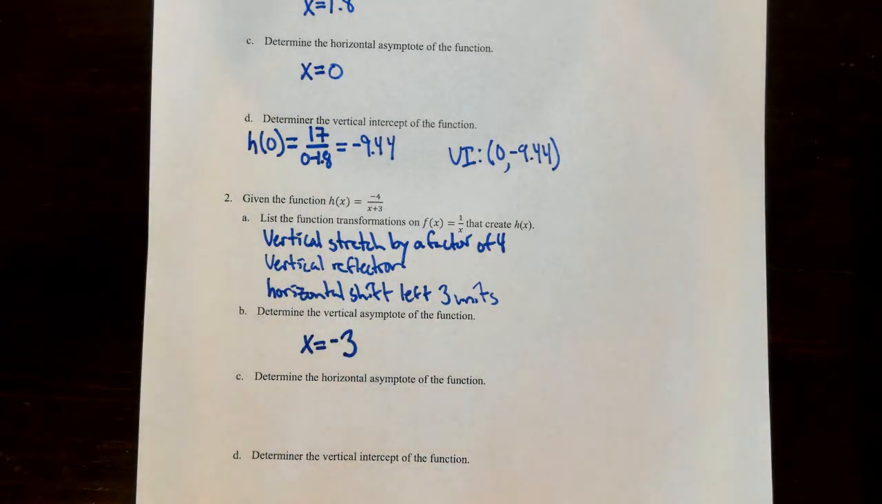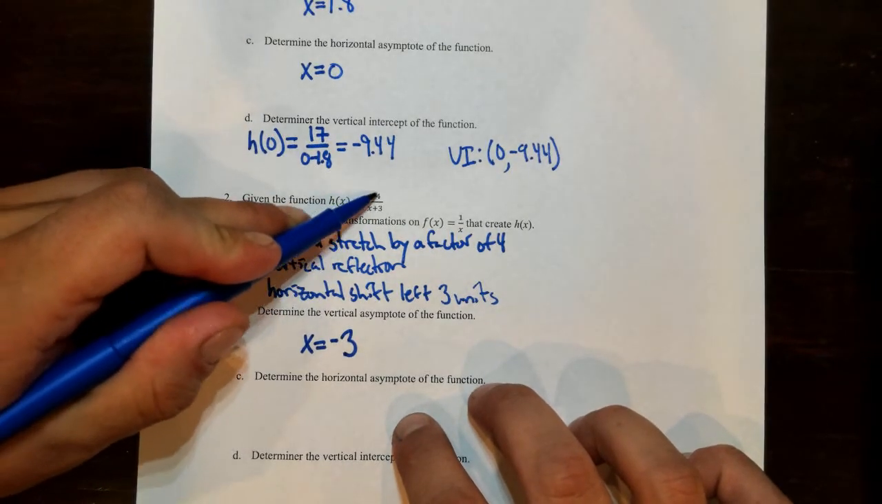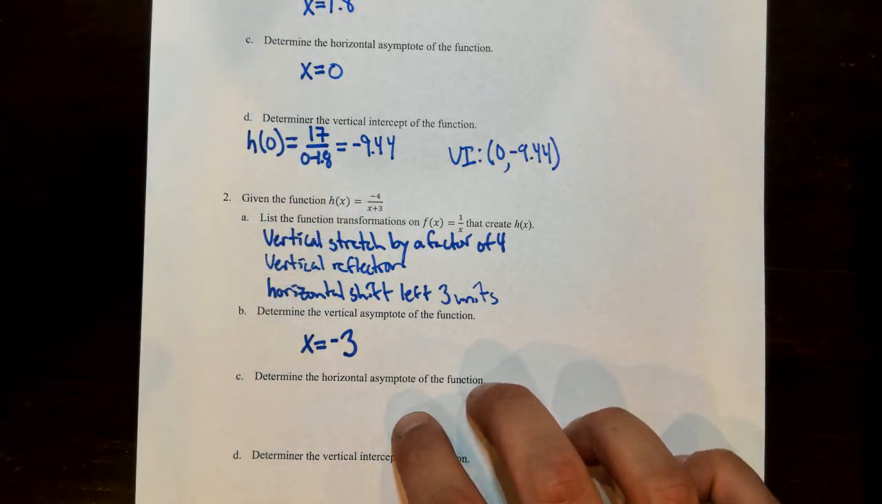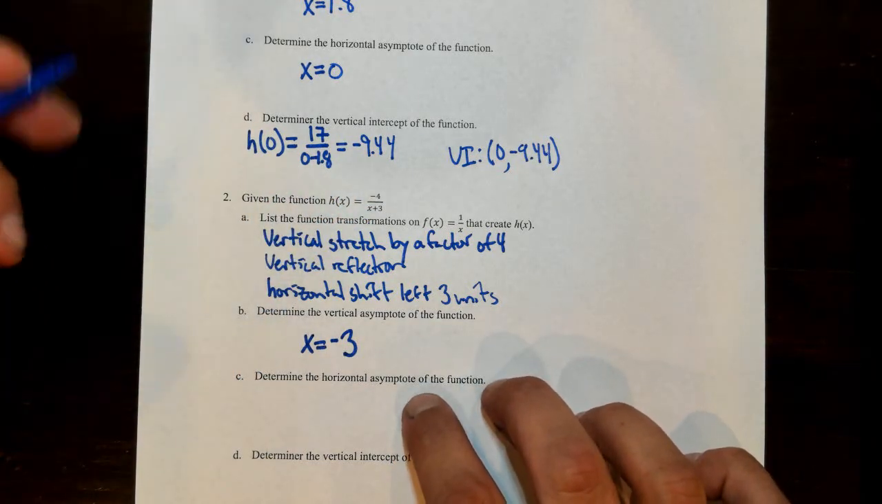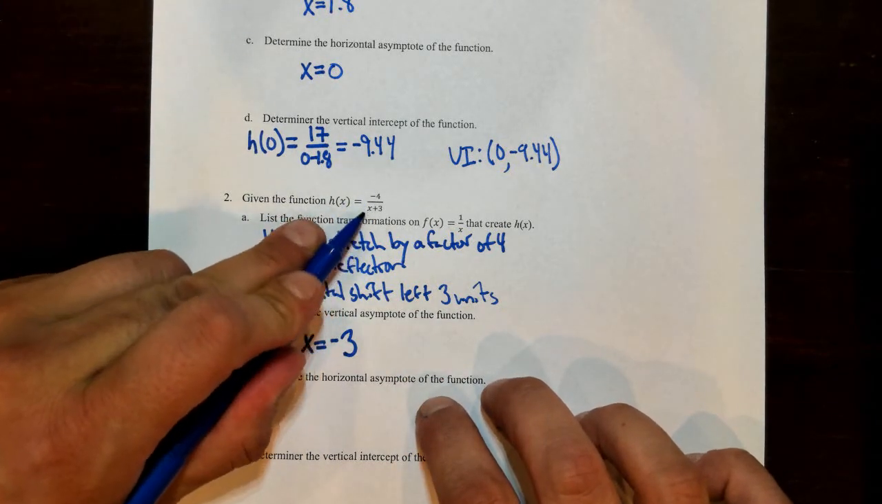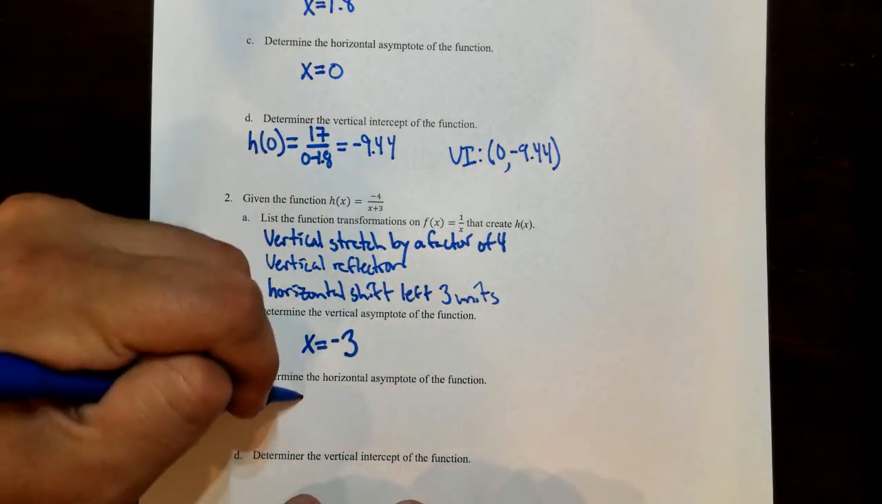Horizontal asymptote, again, the degree of the bottom polynomial is higher than the degree of the top polynomial. I'm talking about what the highest exponent is on the x term. In this case, there's no x on top, which means the degree on the bottom is greater than the degree on top. So this is going to be y equals 0.